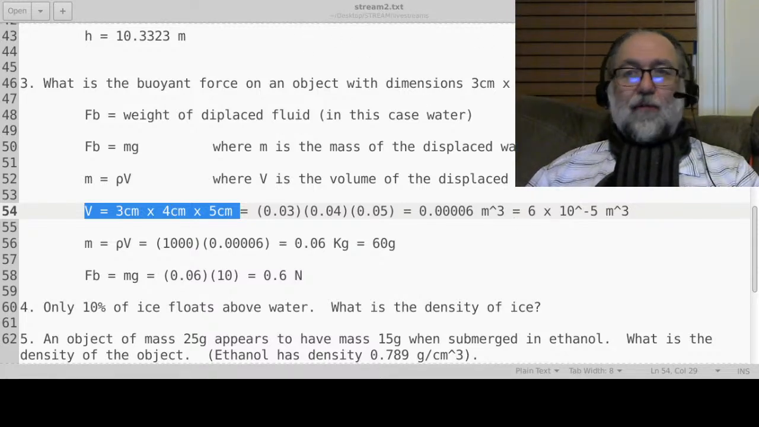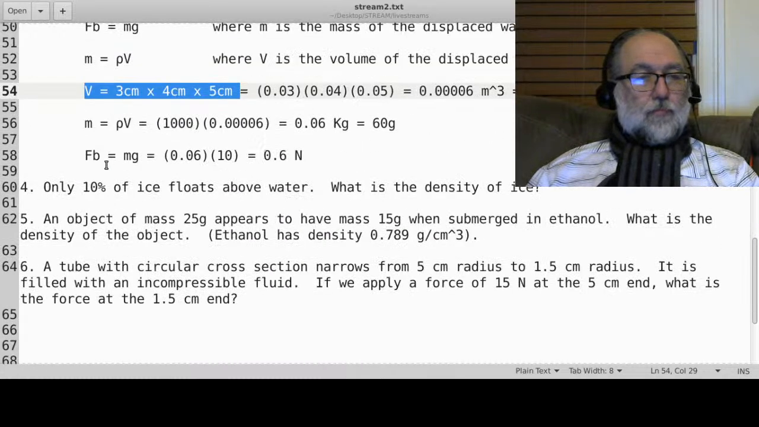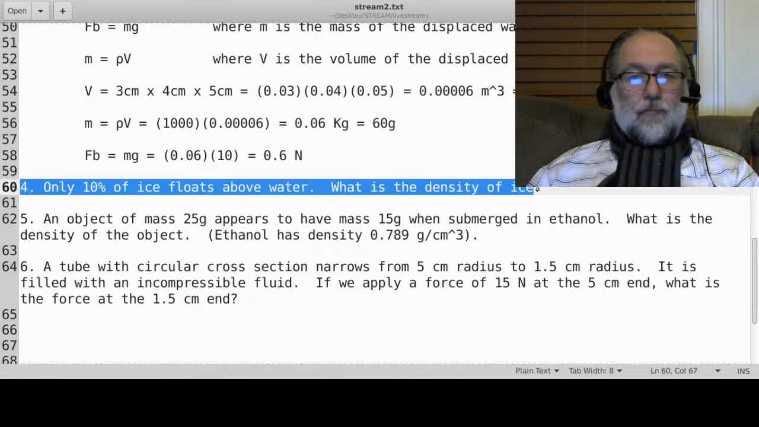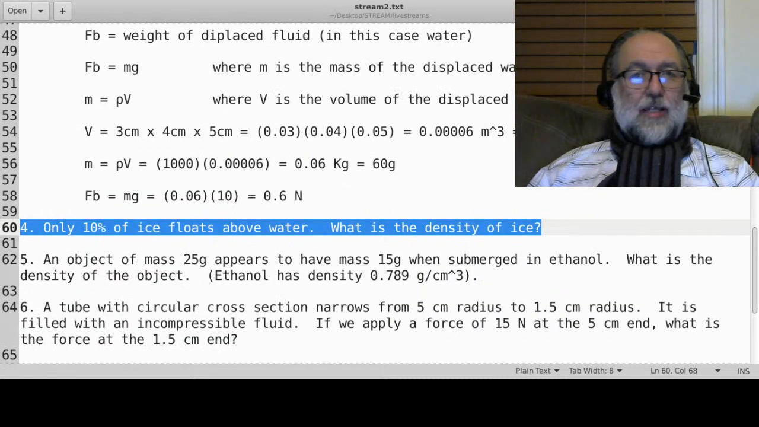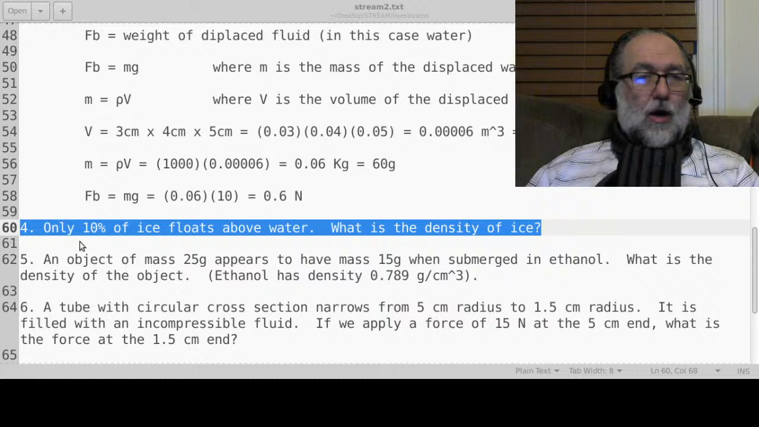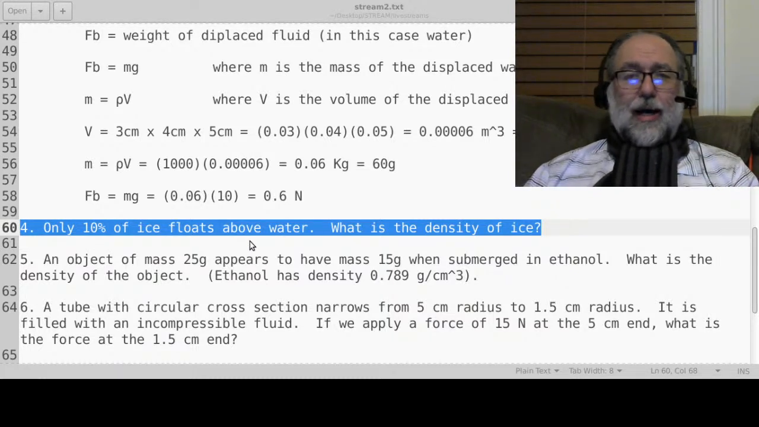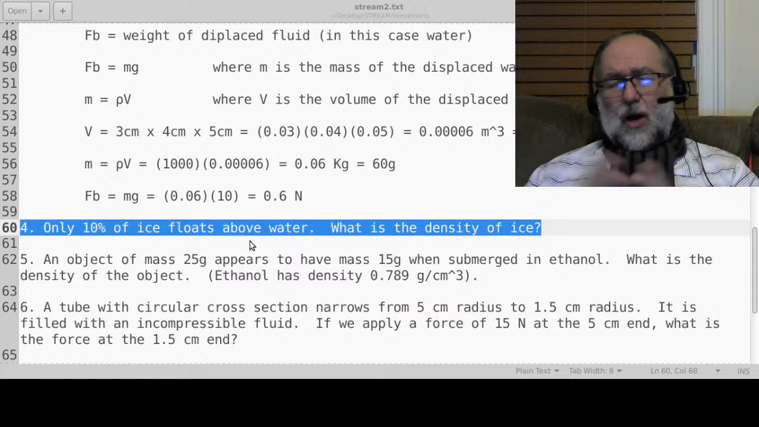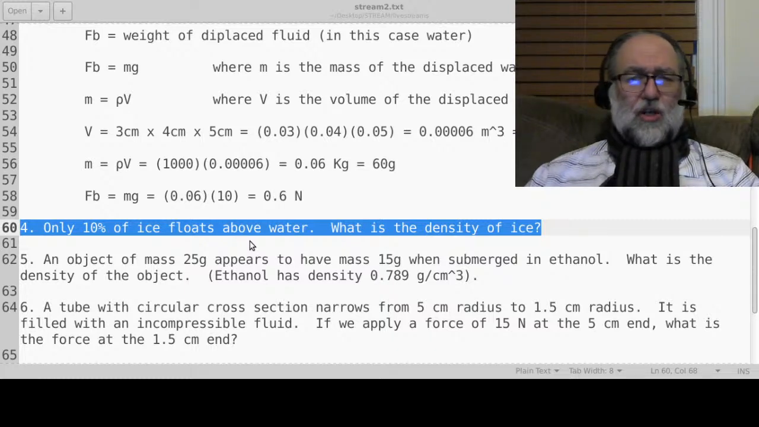All right, let's go on to number 4. Number 4 is computationally pretty easy, but maybe a little bit conceptually demanding. Only 10% of ice floats above water. That's approximately right. It depends on whether you're talking fresh water or salt water. We'll work with fresh water. So only about 10% of ice floats above water. What's the density of ice? And you say, how do you solve that?